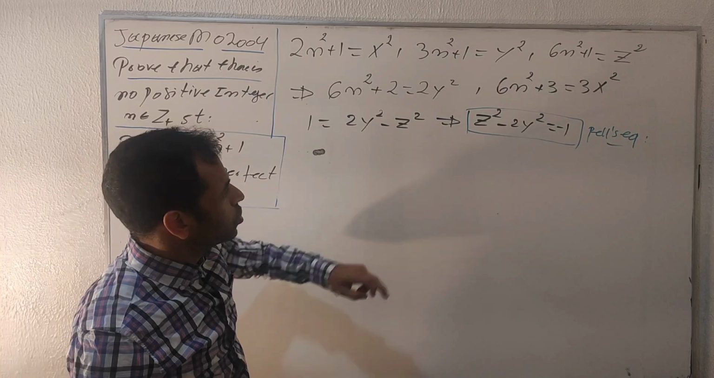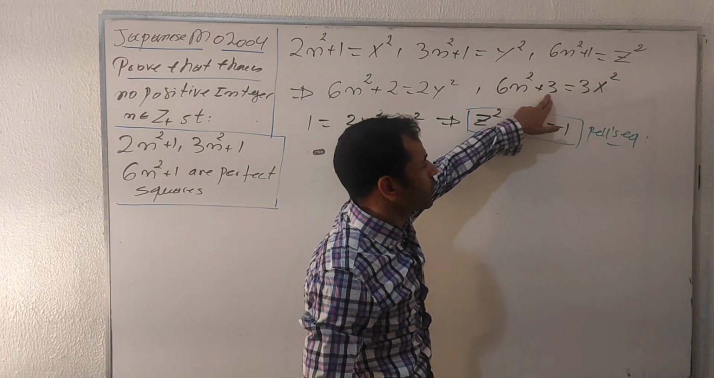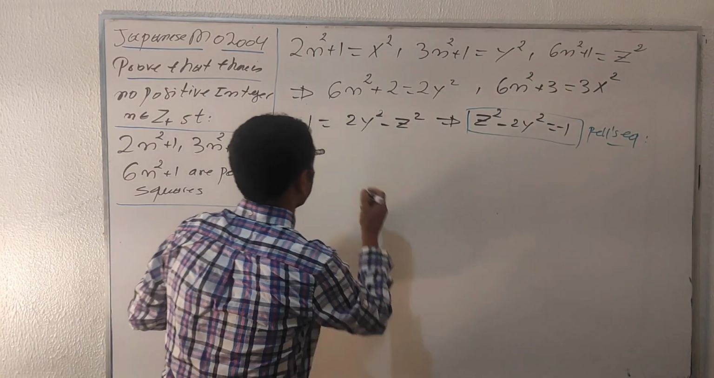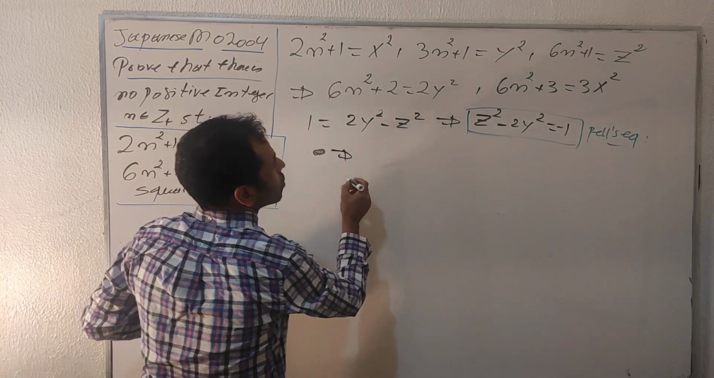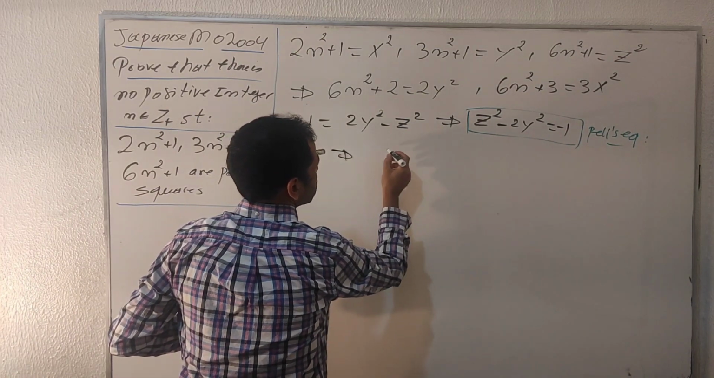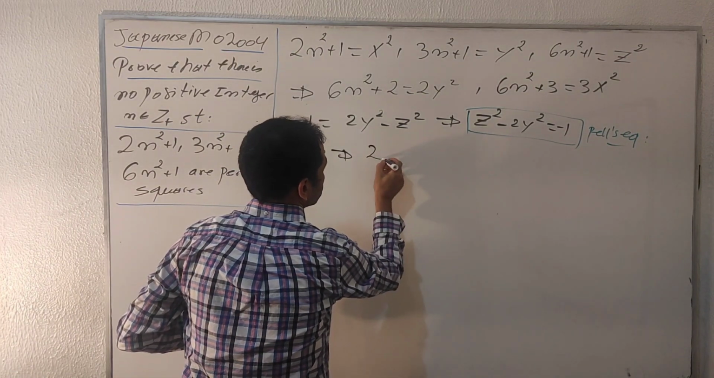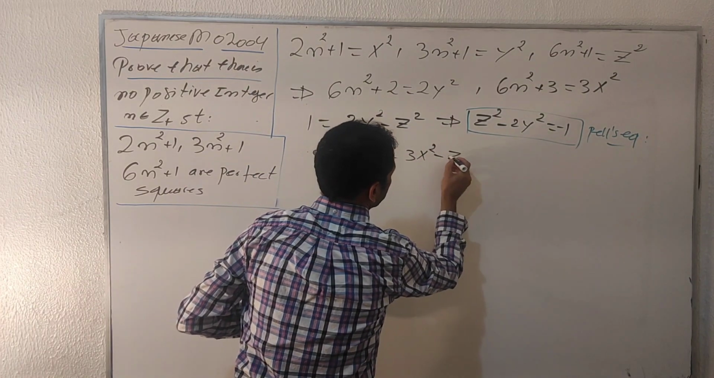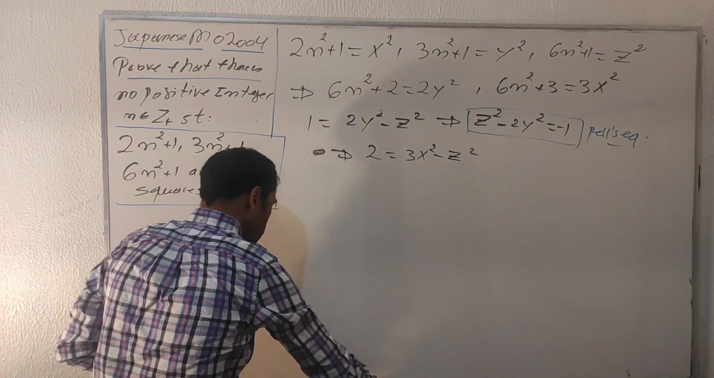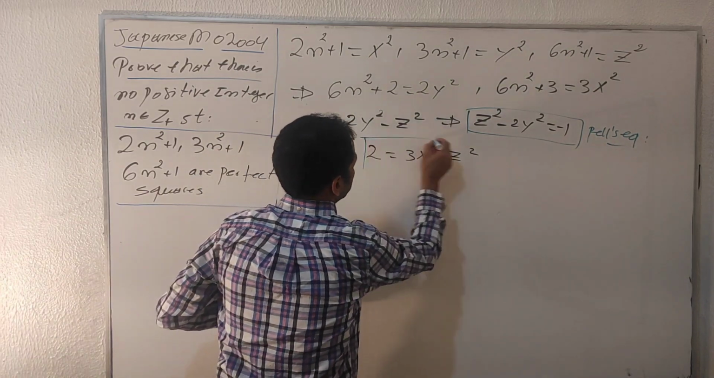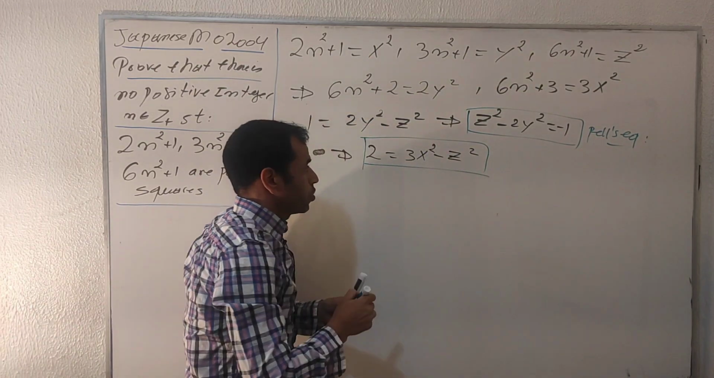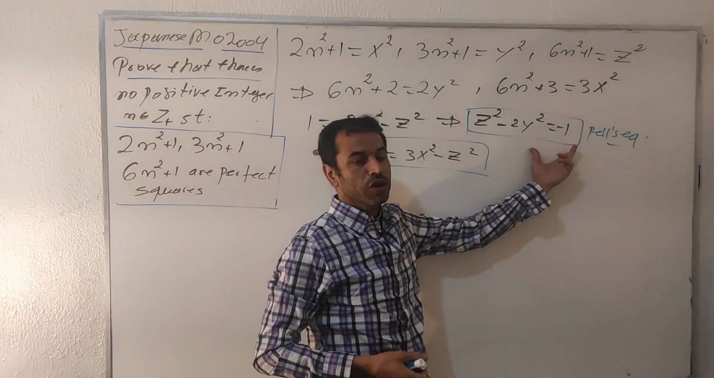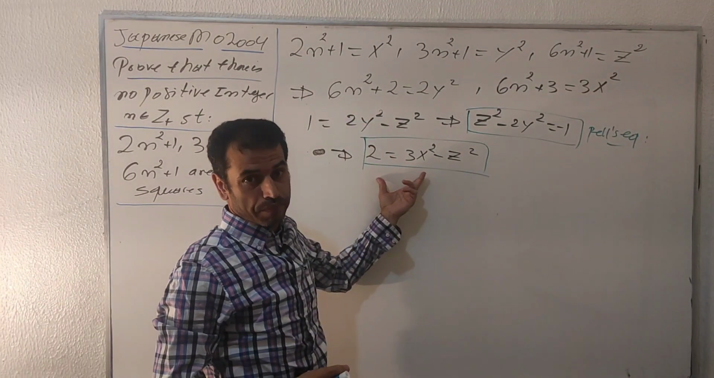For the second equation, I'm simply going to take this equation minus this equation. I get 6n squared cancelled out, 3 minus 1, which is 2. I get 3x squared minus z squared. I get two nice expressions here. So this equation is a Pell's equation. This one is not a Pell's equation.